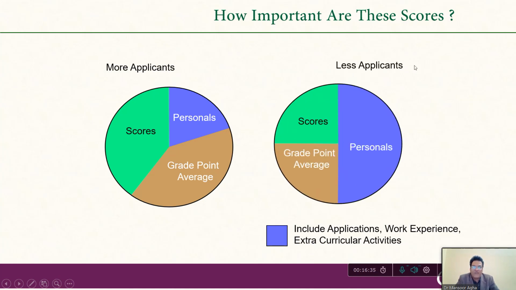On the other hand, if you are applying to a particular college which has fewer applicants for a particular program, then your personals gain greater importance in case of such a college, and your numerical parameters on average have lesser importance as compared to a college where there is a greater number of applicants. So if you are applying to a competitive program, a good program, then automatically there will be more applicants in that program. And if a program has a greater number of applicants, automatically your GRE scores and your GPAs are very important there.